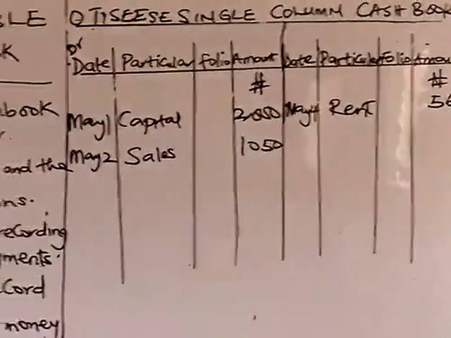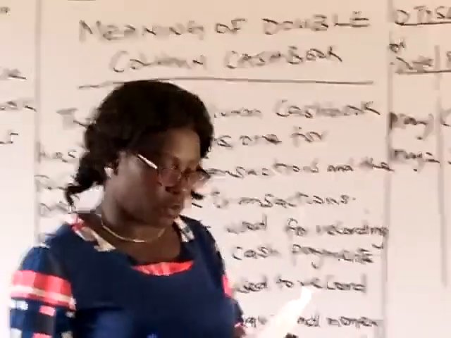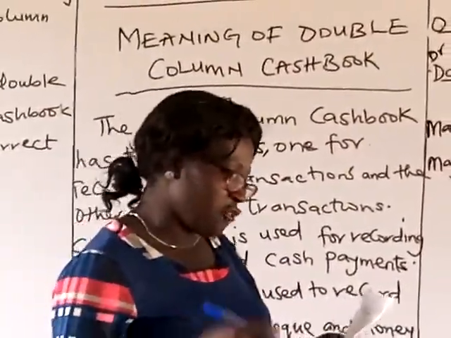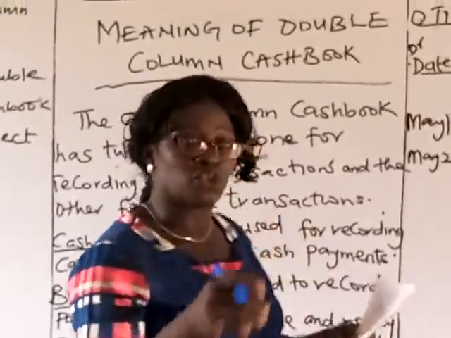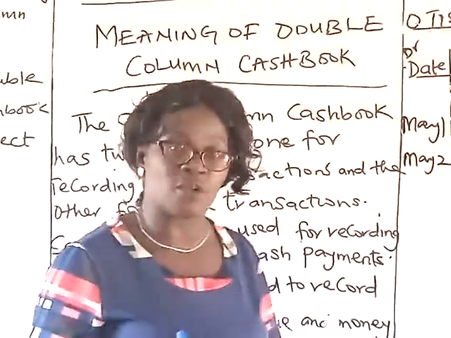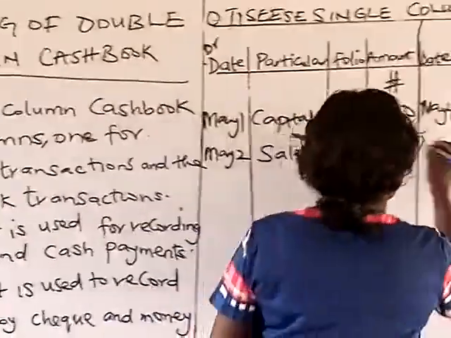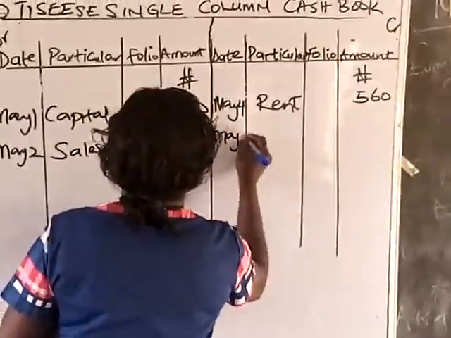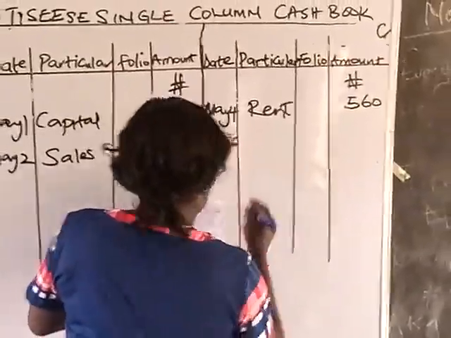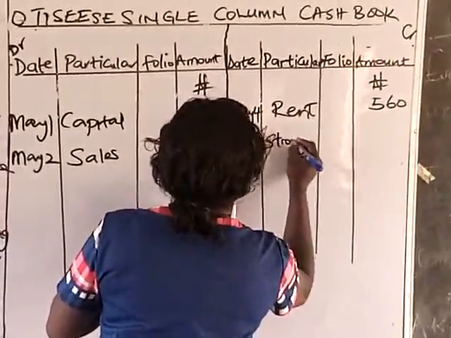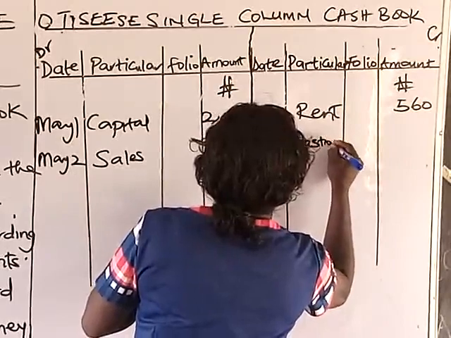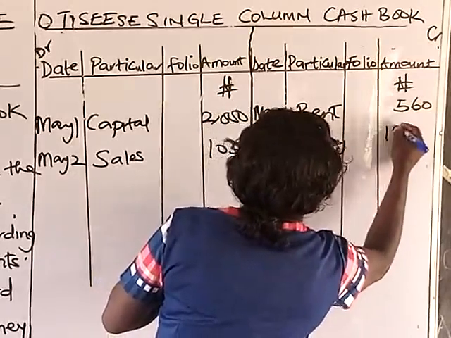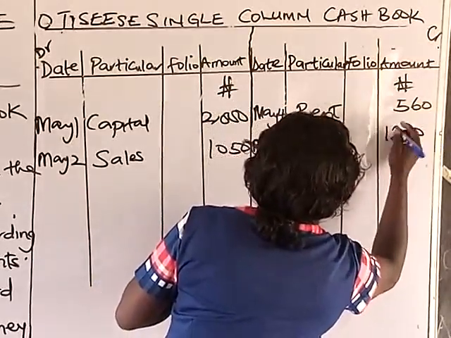Let's go to the next one. May 6, bought stationery, 1,300 naira. Stationery of 1,300 naira was bought, so it means they gave out the money. So we are going to credit stationery with 1,300 naira. Write the date first, May 6, stationery of 1,300.